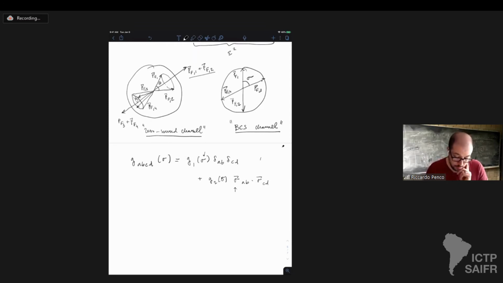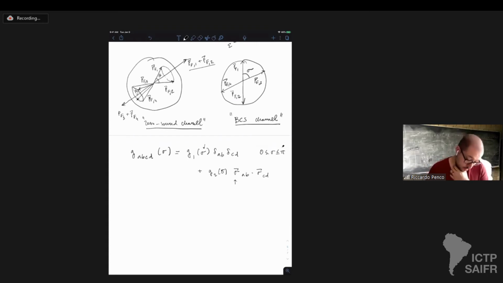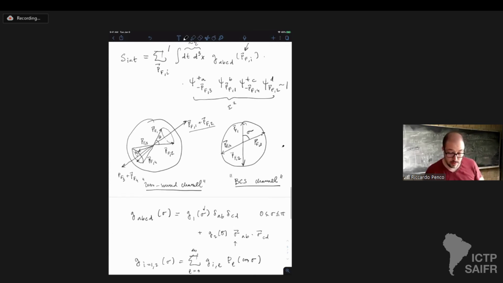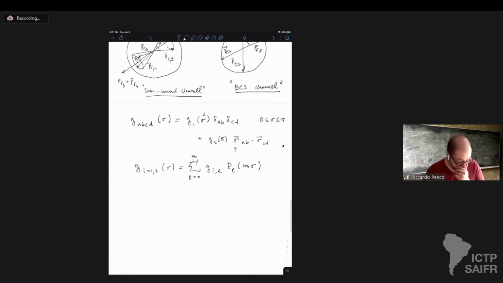Okay, so since sigma takes values between zero and pi, we can take a page from our favorite math methods book and expand each of these G1 and G2 in Legendre polynomials. And in doing so, what we're doing is we're trading a coupling, which is a function of an angle, for a collection of an infinite number of couplings that now are constant. And so we're a little more at ease with those.